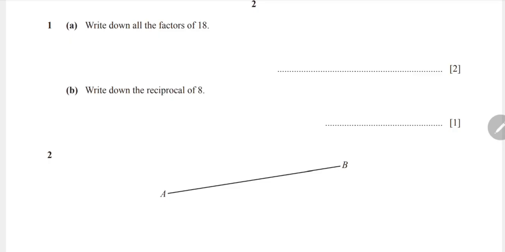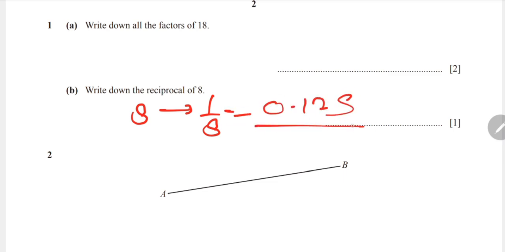Now the second question: write the reciprocal. When we talk about the reciprocal, it is a multiplicative inverse. The multiplicative inverse of 8 is 1 upon 8. It is also called a reciprocal. You can find the value in decimal also, which is equal to 0.125.